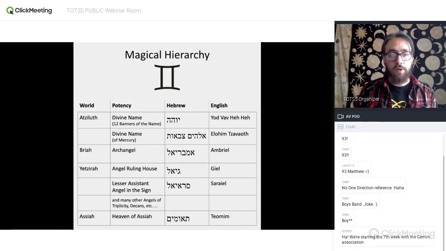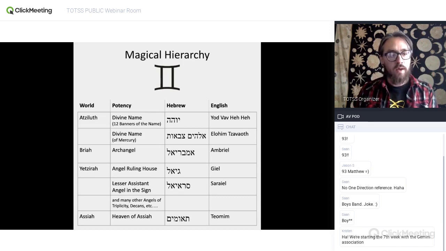And then also as an alternate divine name, I've given you the divine name of Mercury, since Mercury is the ruler of Gemini. It could also rule over the powers of Gemini, and that's Elohim Zabaoth. Then for our Briatic name, we have the archangelic name, and that's the Archangel Ambriel, the Archangel of Gemini.